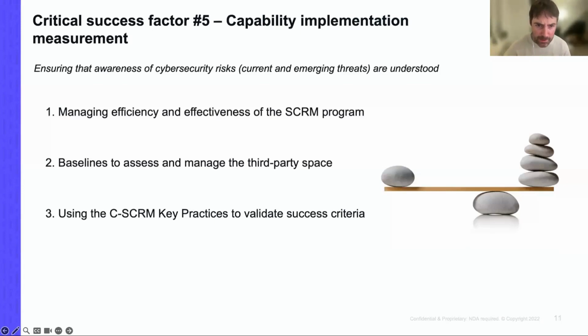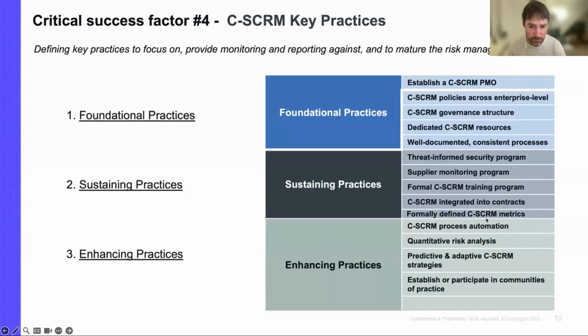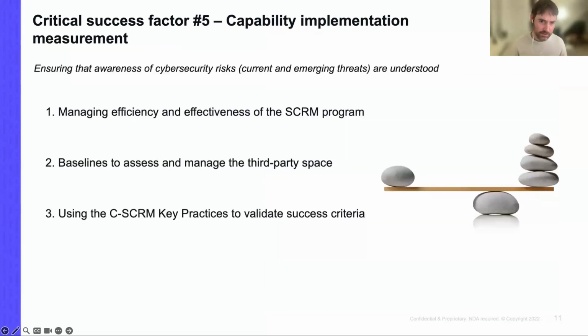Number 5, so capability implementation measurement. Again, focusing more, if we think back to sustaining practices, on looking at defined SCRM metrics, and further on, key KPIs and targets that we can use to assess the level of quality the SCRM is at. So measuring the efficiency and effectiveness of the SCRM program. Do we have that defined framework to assess third parties and the wider supply chain? Establishing baselines to assess and manage the third-party space.